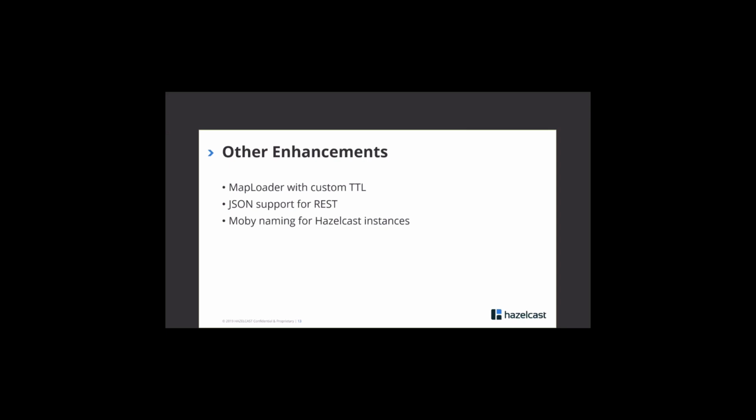And let's talk about some other enhancements. Just to quickly go over some of these, MapLoader now supports custom time to live specifications. So if you're using IMDG to read from a system of record and want to be able to specify when that data that's being cached gets evicted, then you can specify that custom TTL parameter during the loading process. So it gives a little bit more flexibility in terms of how you manage data that gets stored in a cache type of environment. And then JSON support for REST. With the REST interfaces, you can now read the JSON format that's stored in IMDG and included as part of that REST output.